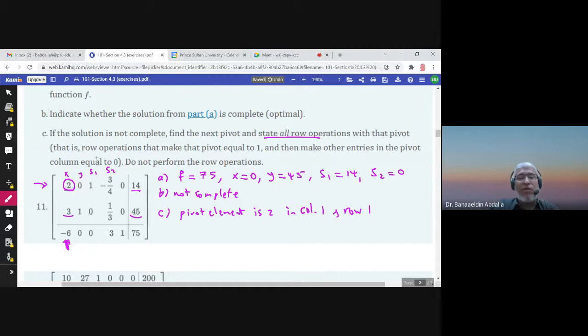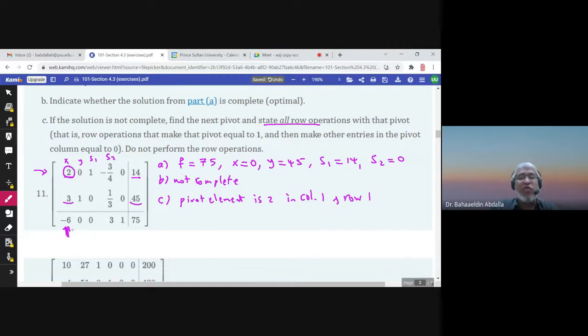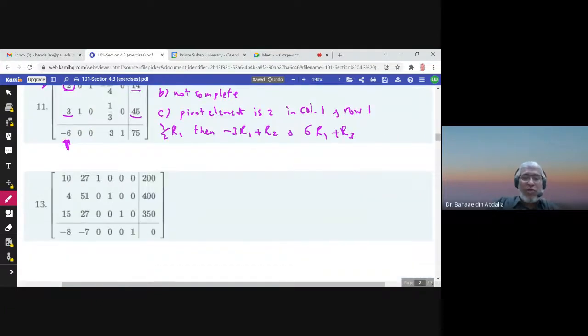So we need the row operations. To make x a basic variable, we make the 2 into 1. So half R1. This is the first operation. Then we use the 1 to make the 3 zero: negative 3R1 plus R2. And we need to make the negative 6 zero: 6R1 plus R3. Do not perform the row operations.